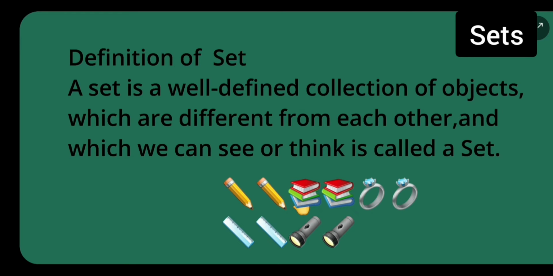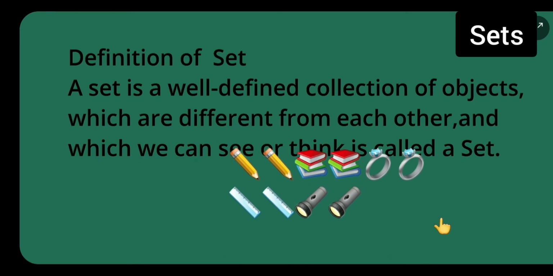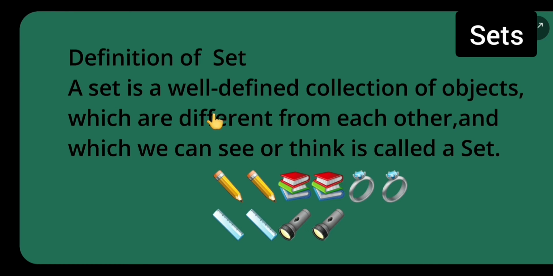Now these are the objects, but they are different from each other. It's a pencil, whether they are books, rings, ruler or torch. They are different from each other. Now what do you mean by this well-defined? By well-defined we mean that there is a rule that helps us to classify the object under investigation whether they belong to the collection or do not belong to the collection.